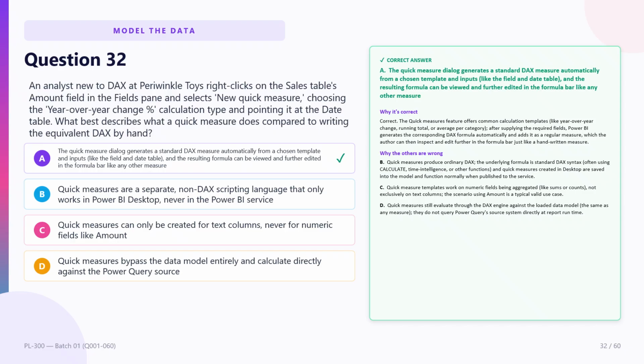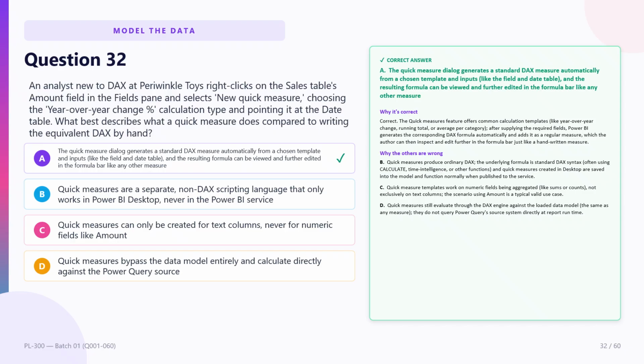The Quick Measures feature offers common calculation templates like year-over-year change, running total, or average per category. After supplying the required fields, Power BI generates the corresponding DAX formula automatically and adds it as a regular measure, which the author can then inspect and edit further in the formula bar just like a handwritten measure. Now, why the others are wrong.